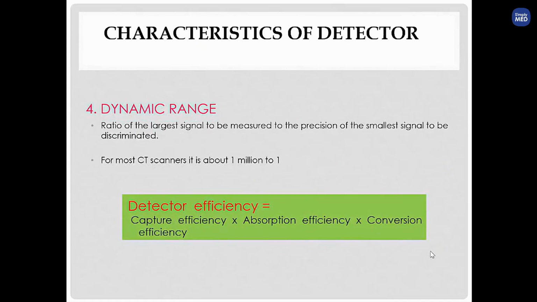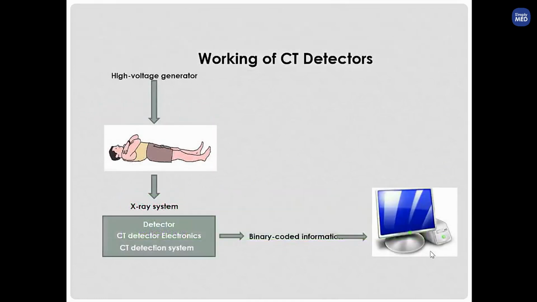Next, we have dynamic range. Dynamic range is the ratio of the largest signal to be measured to the precision of the smallest signal, that is, the maximum largest signal and the smallest signal which can be discriminated. Most CT scanners have a dynamic range of about 1 million to 1. The entire detection efficiency is calculated as capture efficiency times absorption efficiency times conversion efficiency. So this CT detector working is clear for you.